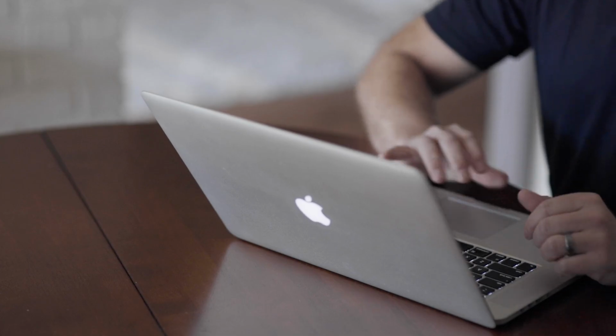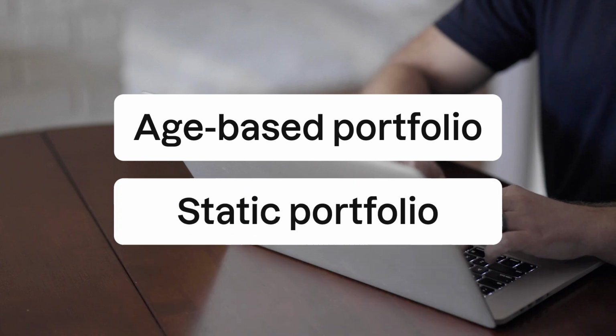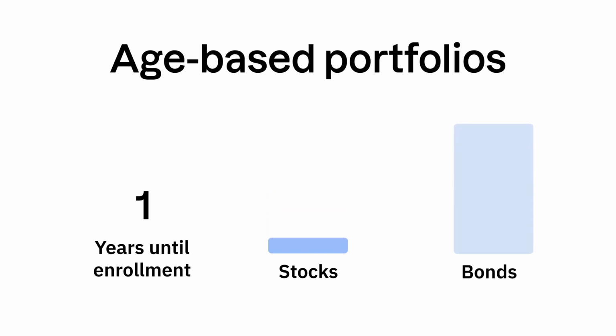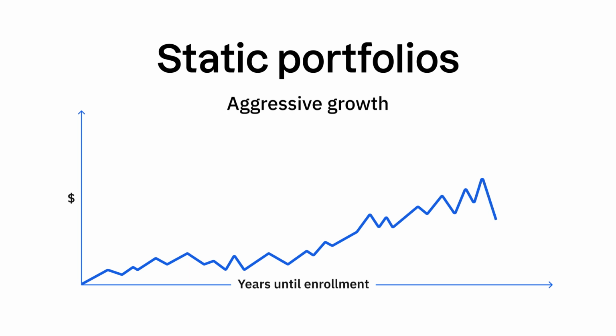Step 4. Choose investments. Choose how your deposits will be invested. You can select from age-based portfolios or static portfolios. Age-based portfolios automatically shift from higher return assets, like stocks, to less volatile assets, like bonds, as your child approaches college. Static portfolios have a set asset allocation based on achieving an objective, such as aggressive growth. These are best for experienced investors.